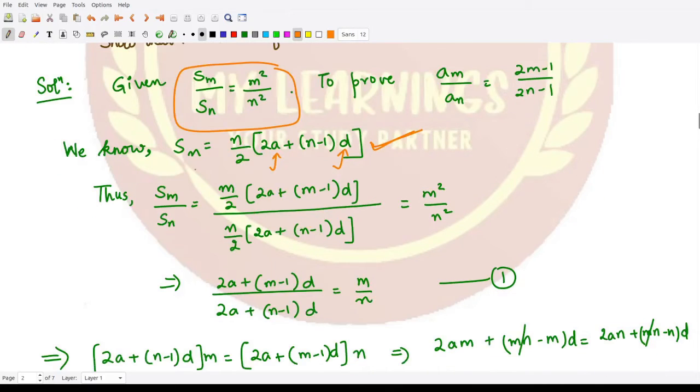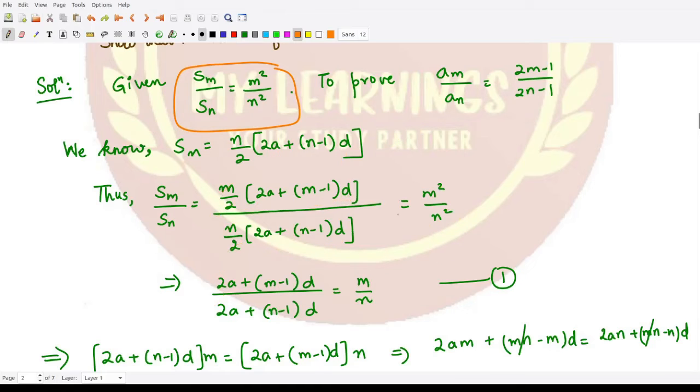So here we can apply this formula onto this given term, so that we would have m by 2 times (2a plus (m minus 1) times d), and here n by 2 times (2a plus (n minus 1) times d), and this is equal to m square upon n square, correct? So from here you see this 2 and this 2 cancel with each other. This m here cancels with one power here, this n here cancels with one power here. So we are left with 2a plus (m minus 1) times d, over 2a plus (n minus 1) times d, and on the right hand side we would have m divided by n. Let's mark this as equation number 1.